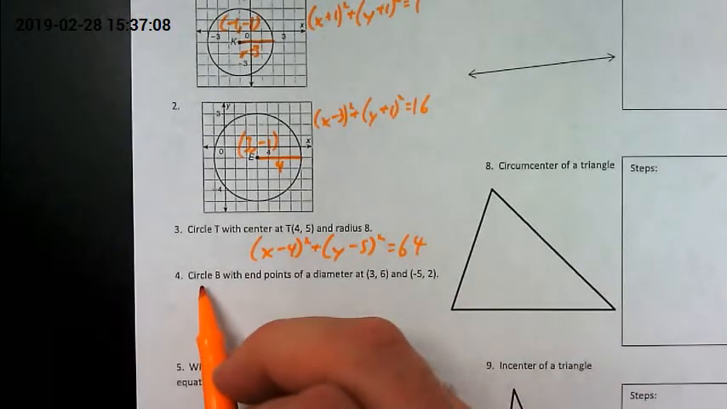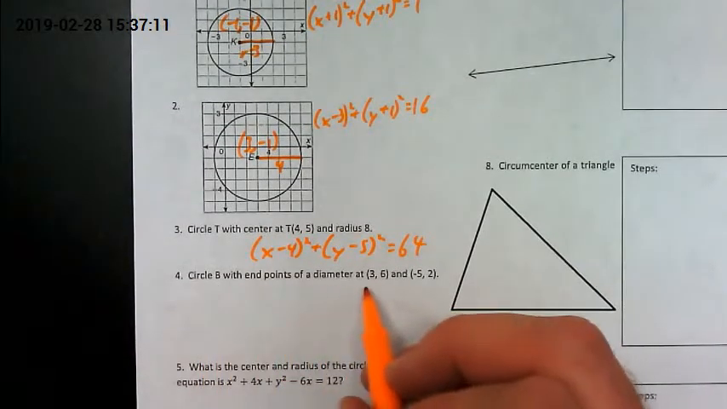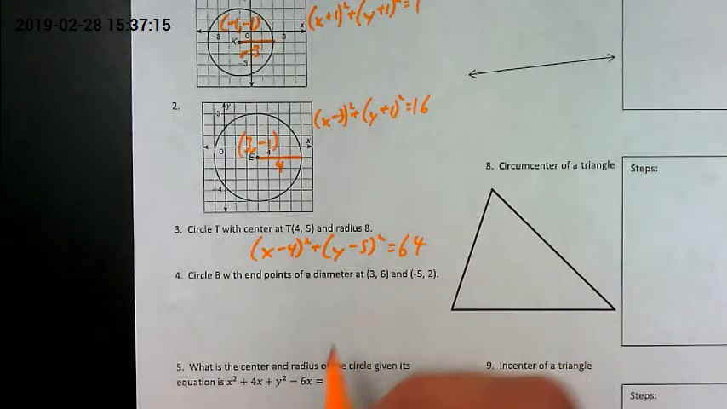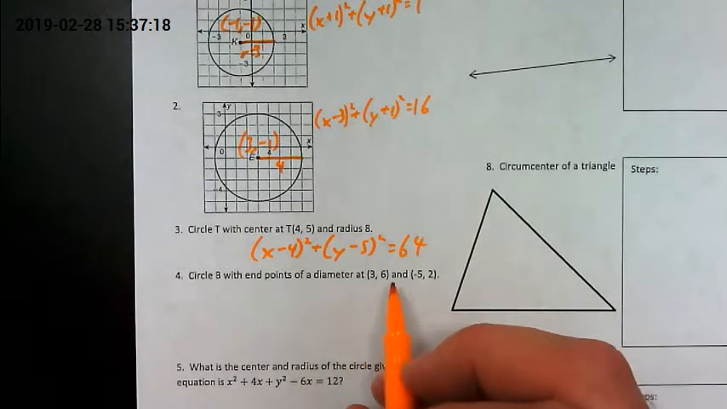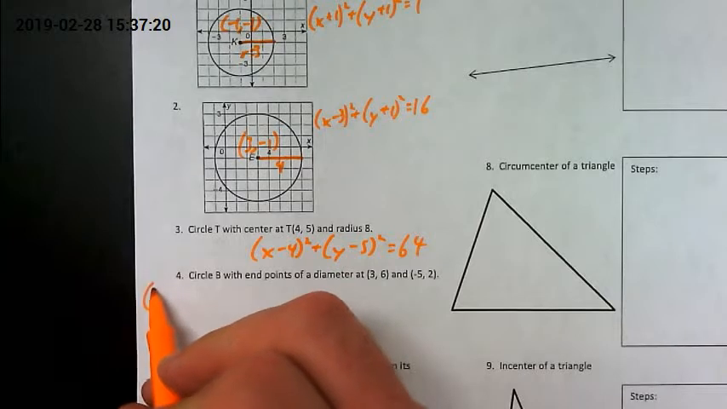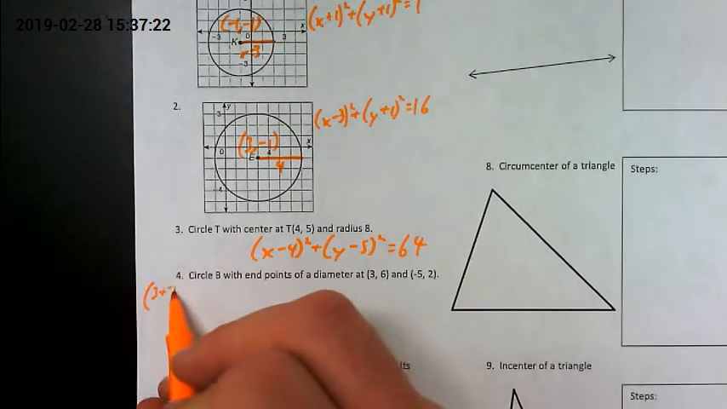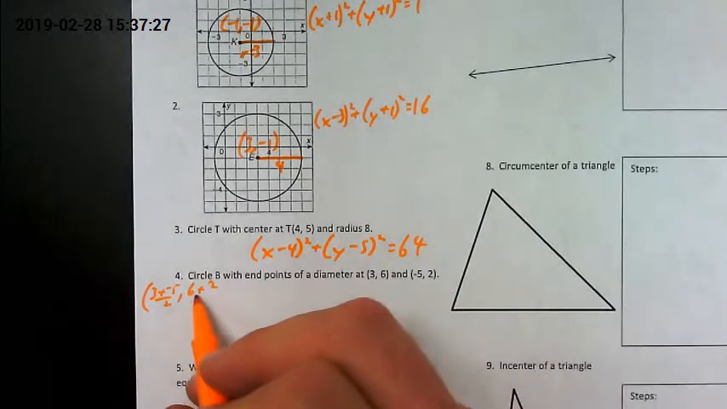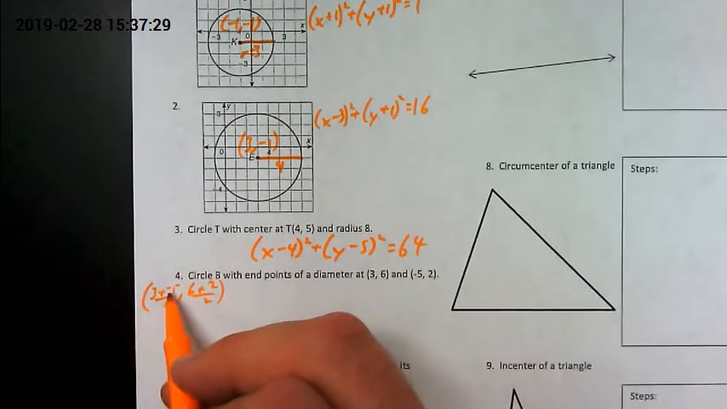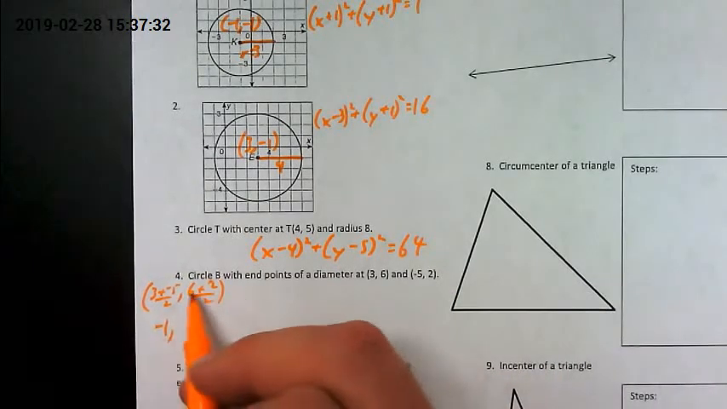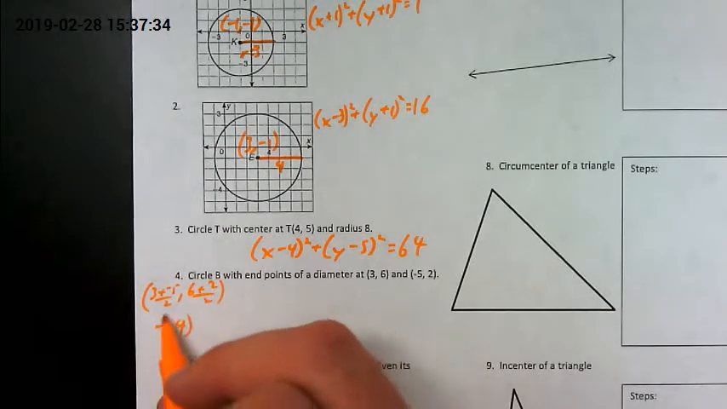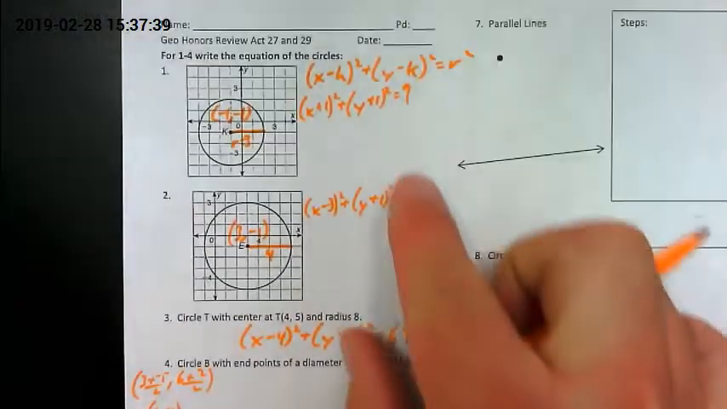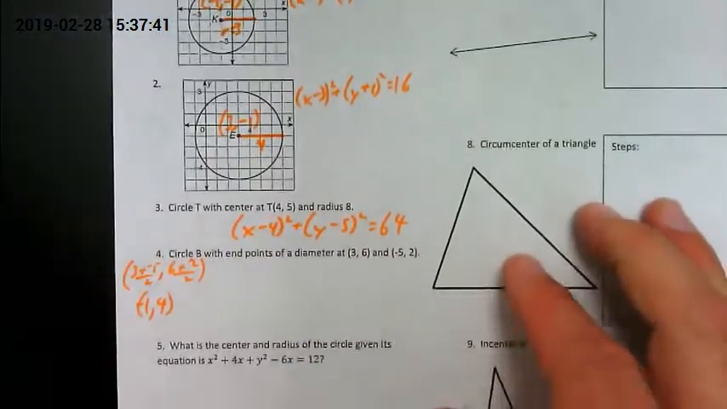On 4, circle B with endpoints of the diameter. So when you have the diameter and endpoints, you have to find the center first. So we're going to have to use midpoint formula, which is an average of the x's, average of the y's. So 3 plus -5 divided by 2, and 6 plus 2 divided by 2. That's going to be -2. -2 divided by 2 is -1. That's 8. 8 divided by 2 is 4. That's our center.